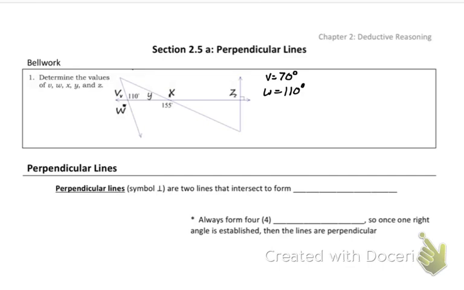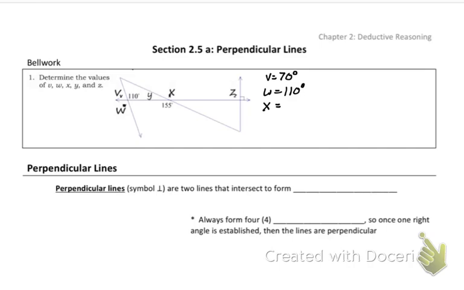So W and V would be supplements, right? Because supplementary means they equal 180. Complement equals 90. All right, cool. Let's just go across the board and do X.